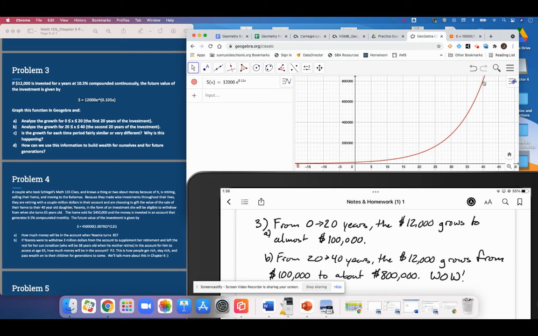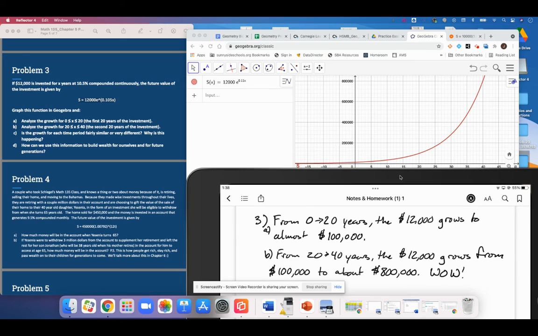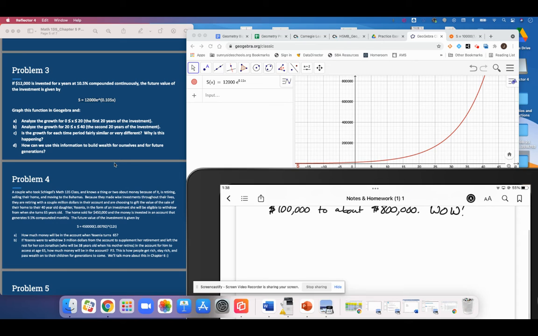We gained nearly $100,000 in the first 20 years, but you can see again that as this fund gets older, it starts to grow much faster. And so again, time is fertilizer for money. If you want your money to grow, you need to feed it large amounts of time. So for part C, these are very different. As the investment gets older, it grows faster.